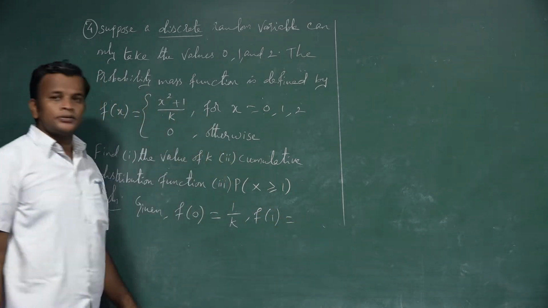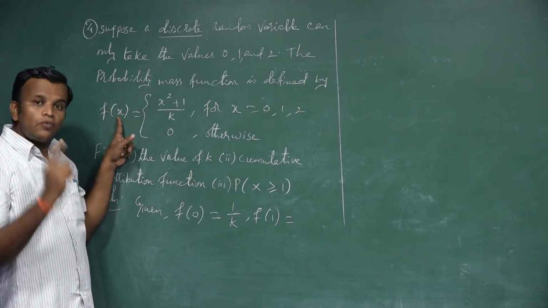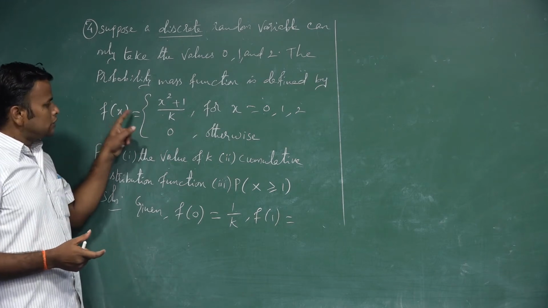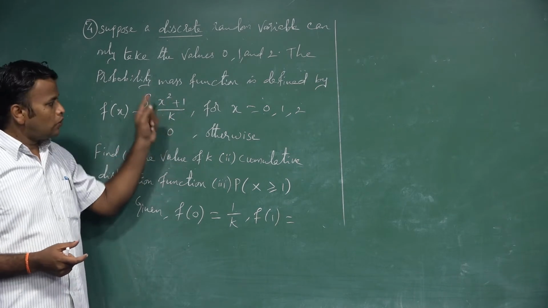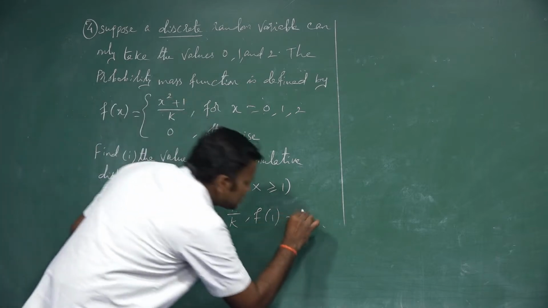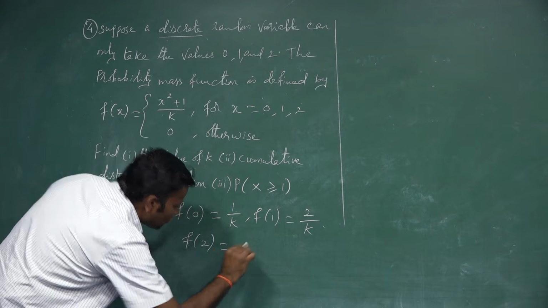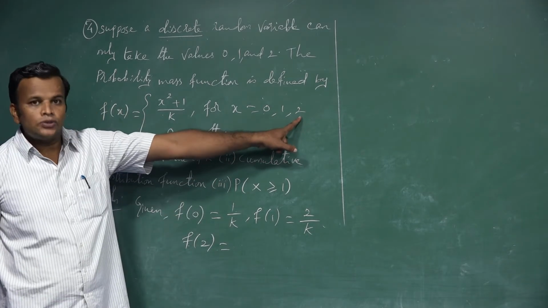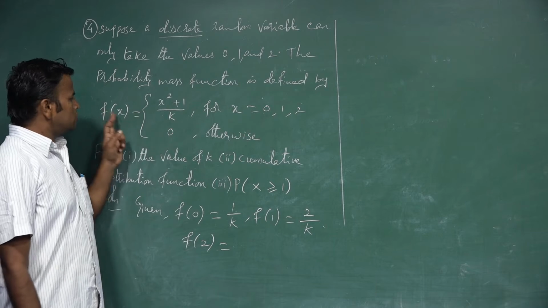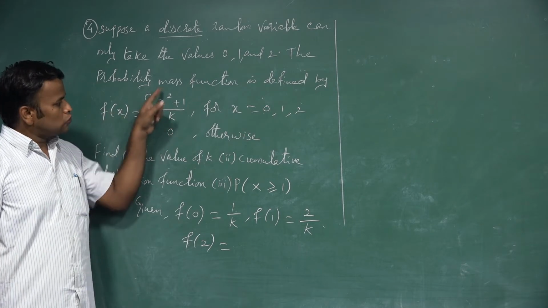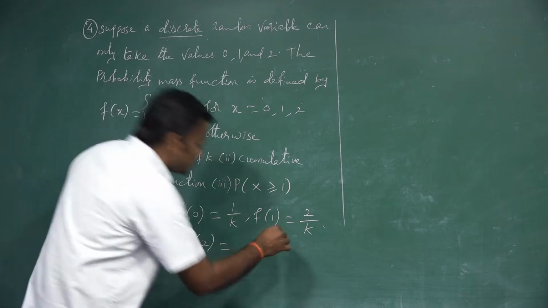What about f of 1? The next value of x is 1, so I replace x by 1 in f of x. So f of 1 is equal to 1 square plus 1, that is 1 plus 1, which is 2, so 2 by k. And one more value is also given, that is f of 2. The last value of x is 2, so I replace x by 2 in f of x. So f of 2 is equal to 2 square plus 1, 4 plus 1, so 5 by k.